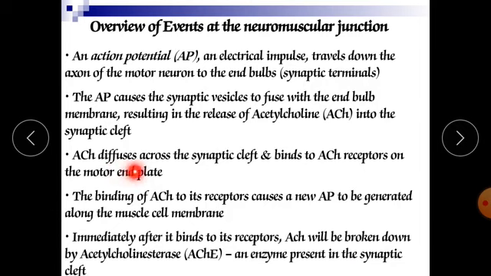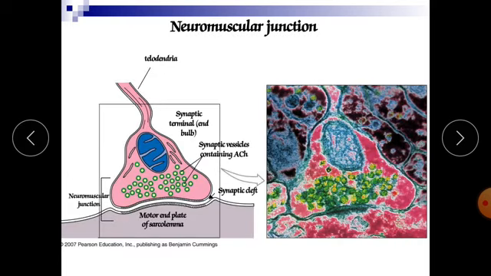The acetylcholine diffuses across the synaptic cleft and binds to the ACh receptor on the motor end plate. So here the various receptors are available for the acetylcholine. Now for the acetylcholine we have two types of receptor: one is the muscarinic receptor and another is the nicotinic receptor. In the skeletal muscles we have the nicotinic receptor, and in the smooth muscles we have the muscarinic receptors.